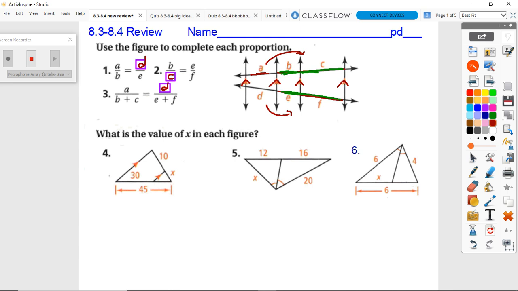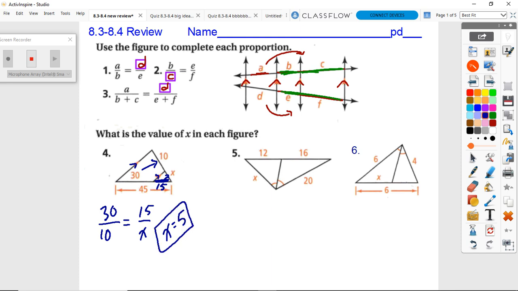All right, number four. Now in this one, here we go again, same concept. We have a parallel action happening. So 30 is to 10 as whatever this piece is to x. Well, that piece, if the whole entire thing is 45, subtract 30, you'd have 15. So 30 is to 10 as 15 is to x. Cross multiply, and we get x is 5. Okay.